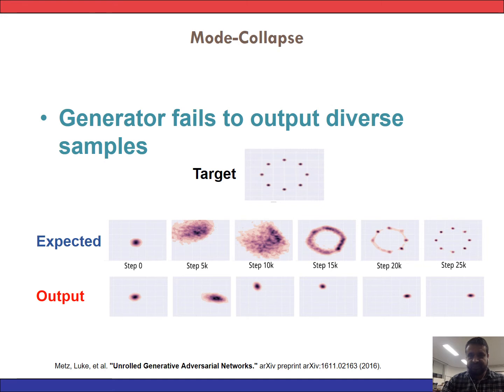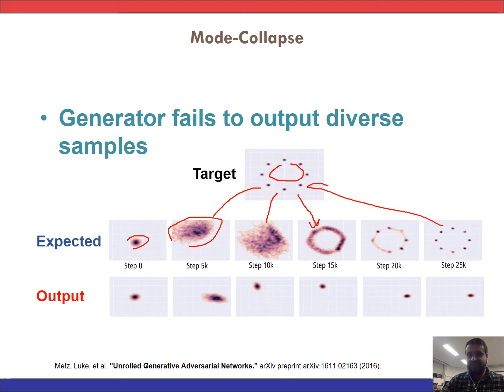Suppose this is the target distribution and we want to learn this target distribution. In terms of iterations, at zero iteration it is like this. These are the expected results. After 5k iterations it looks like this. The generator is able to generate this distribution like this. After 10k iterations the generator is able to generate this distribution like this. After 15k iterations, if the training is successful, the generator will generate this distribution like this. After 20k like this.